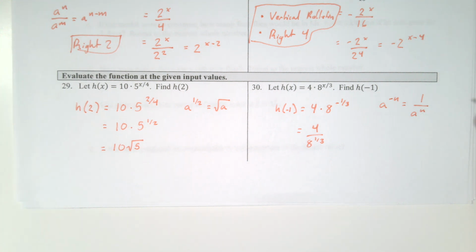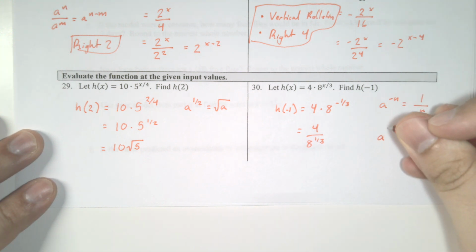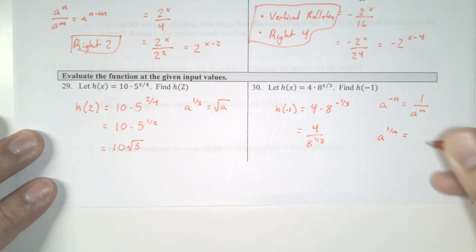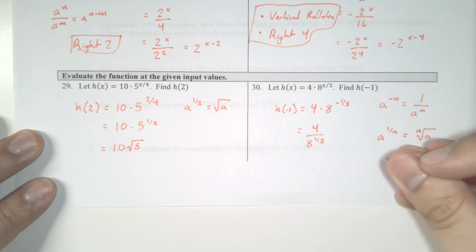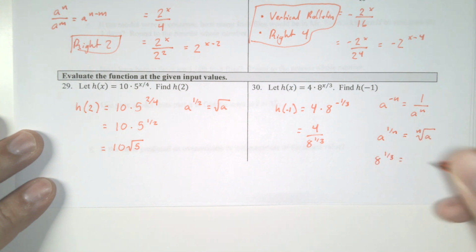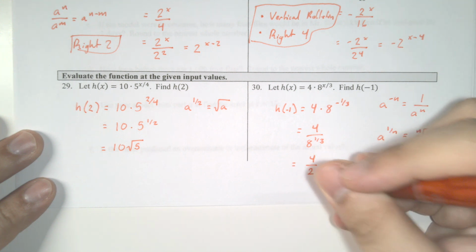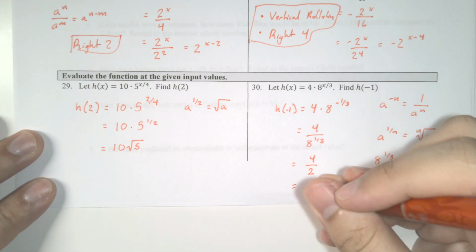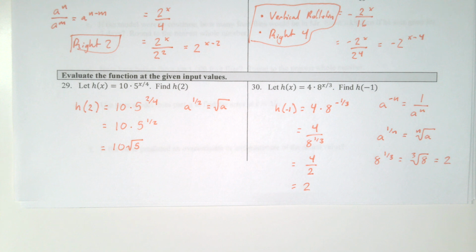And next, the other property we want to recall, similar to our exponent properties here, a to the 1 over n is equal to the nth root of a. So 8 to the 1/3 power is the cube root of 8, which is equal to 2. So really we have 4 divided by 2, and that gives us 2. So that is our final answer for number 30.